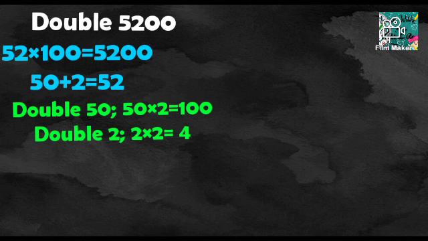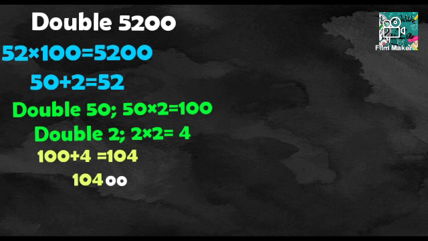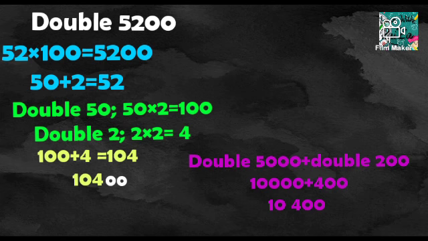So now in the next step, add the answers you got. 100 plus 4. That is 104. Now 104 is the double answer of 52. So now for the answer, what you have to do, add two zeros because we are doubling this 5200 and it contains two zeros at the end. So for the answer, what we got, 104, you have to add two zeros at the end. You can also think of this as 5000 plus double 200, that is 10,000 plus 400. You can think like that also. Then you get the same answer as 10,400.